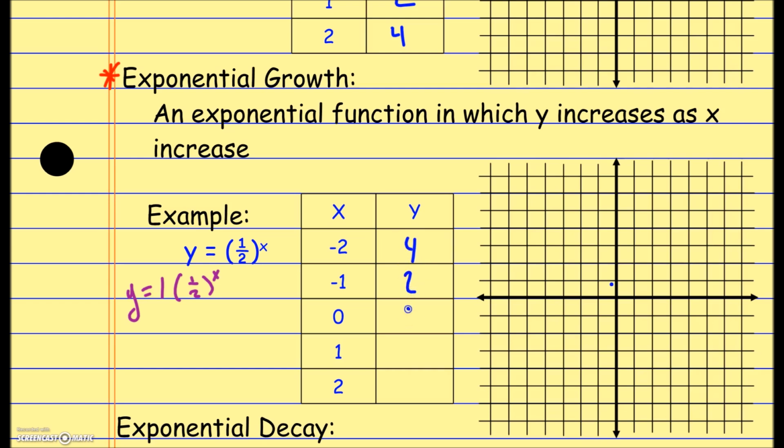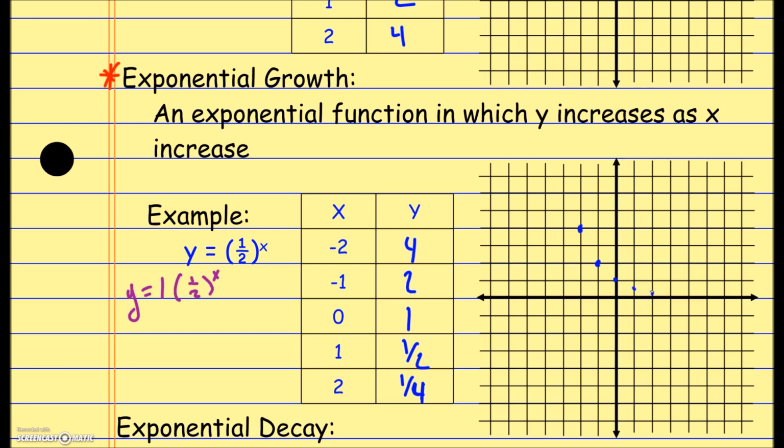1 half to the 0 power is 1. 1 half to the first power is 1 half. And 1 half to the second power is 1/4. So I'm just plugging in each of these values for my XY chart. And now I'm going to plot these things. So let's see, I've got -2, 4 up here. So I just plot each of these ordered pairs.